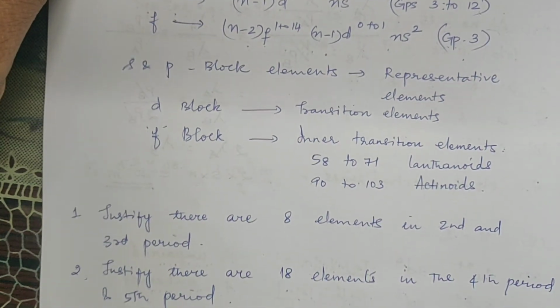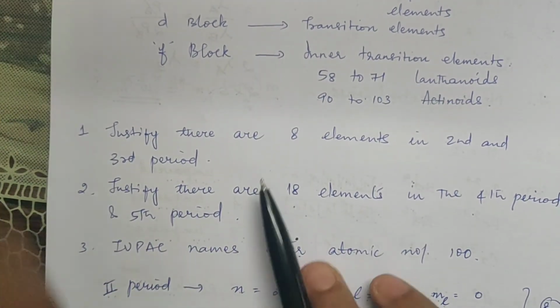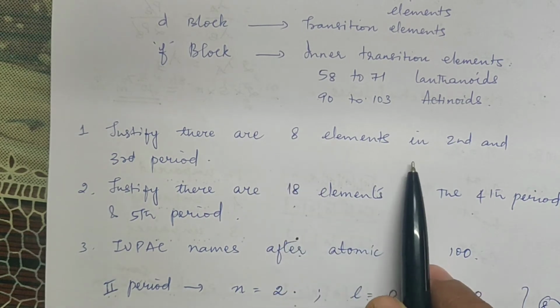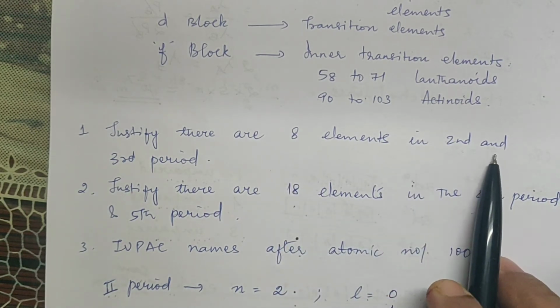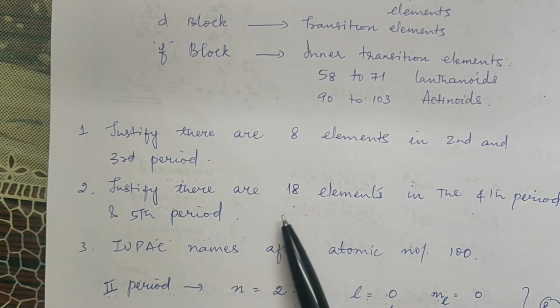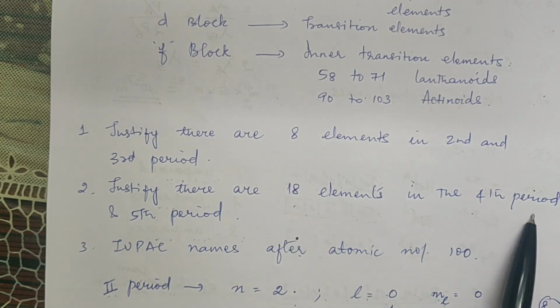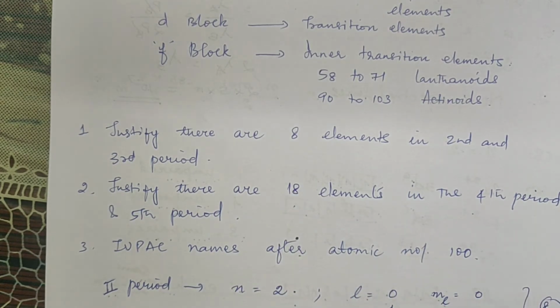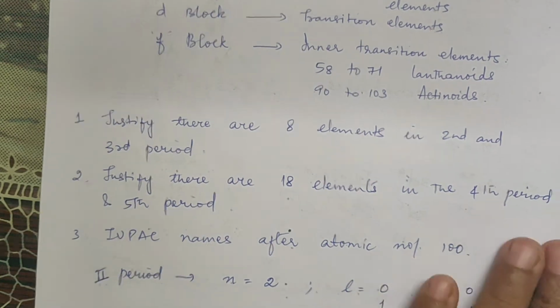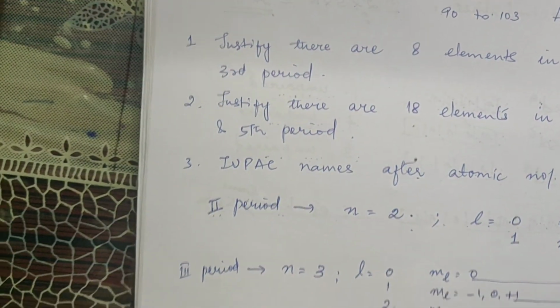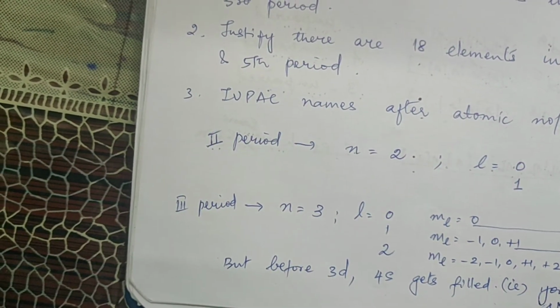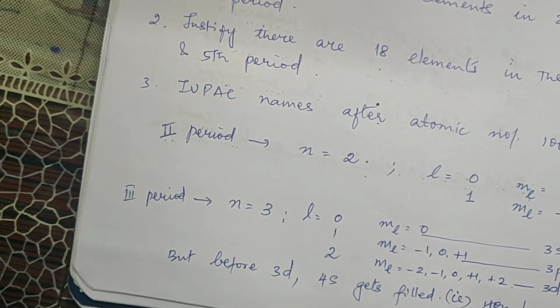Okay. Now, if you have to justify that there are only 8 elements in the second period and in the third period, how will you justify? Same way, there are 18 elements in the fourth period and fifth period. How will you justify? Now for that, let me explain that.